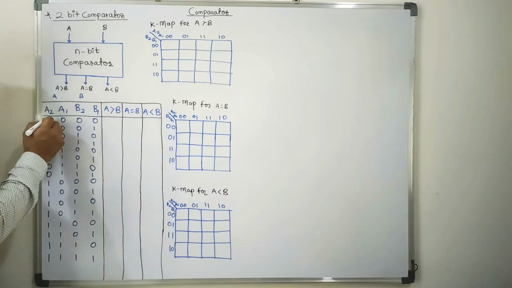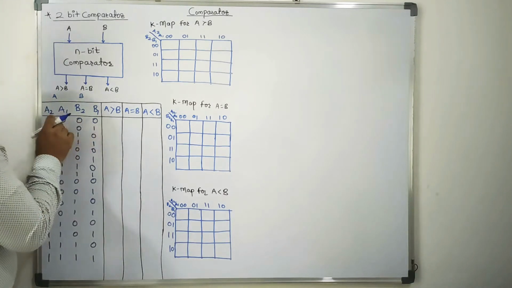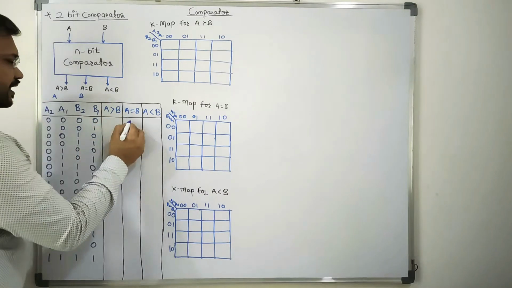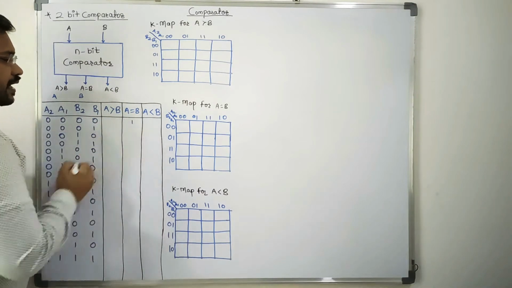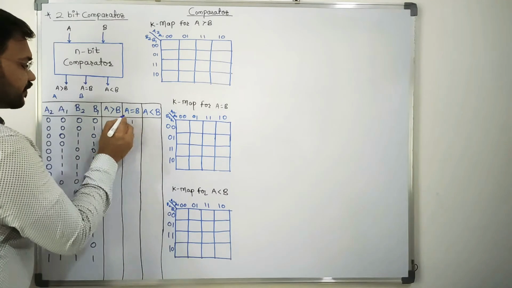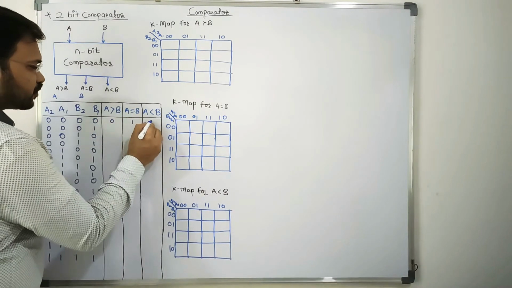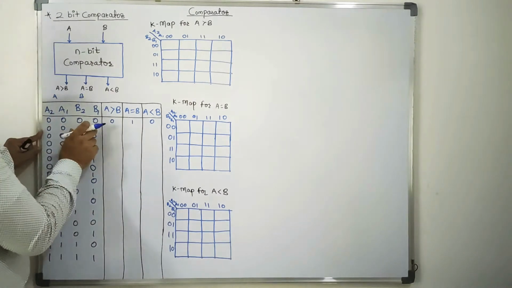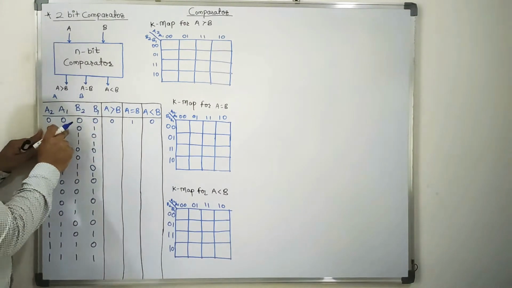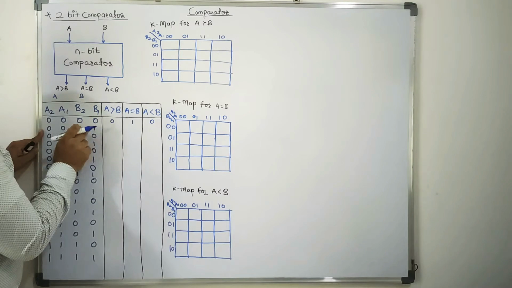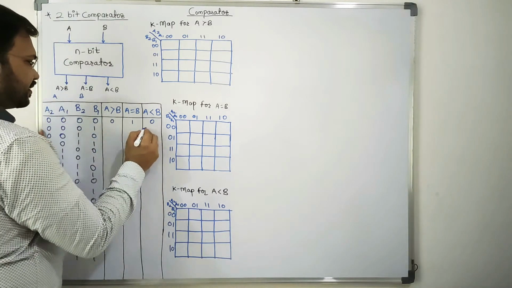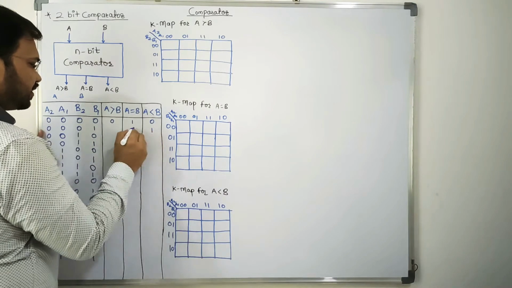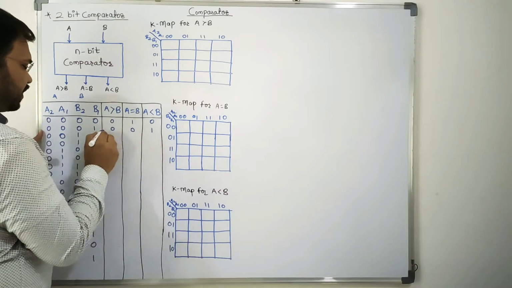As the value is 0 0 0 0, the numbers are the same, so a is equal to b is 1 and the remaining terms are 0. Next, 0 0 and 0 1: b is greater than a, so that output is 1 and the remaining two are 0.